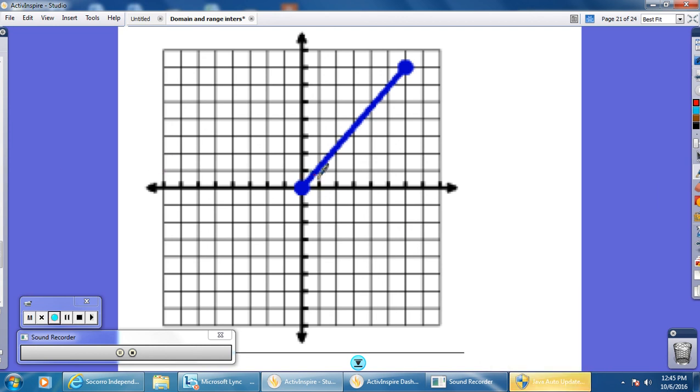Domain from the left all the way to the right. Range from the bottom all the way to the top. I'm including all the numbers. So you will write, range is between. Domain is between.